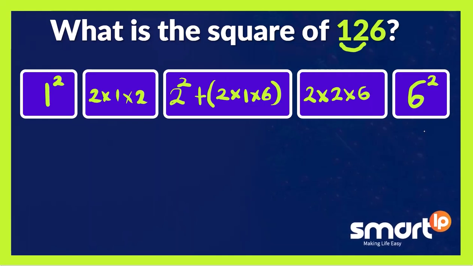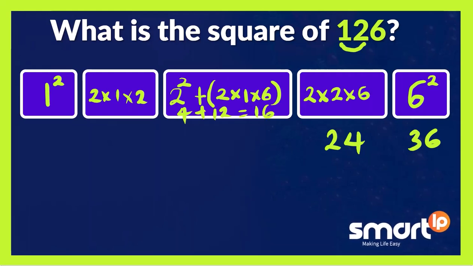So 6 squared is giving us 36. That's 6 times 6. So let's write it out first. Then 2 times 2 times 6, that is 24. So let's write it out first. Then 2 squared, that is 4. Take note of that, 4. Okay, so let's multiply what is in the bracket. 2 times 1 times 6. That is 12. So 4 plus 12. That is 16. Okay, 16.